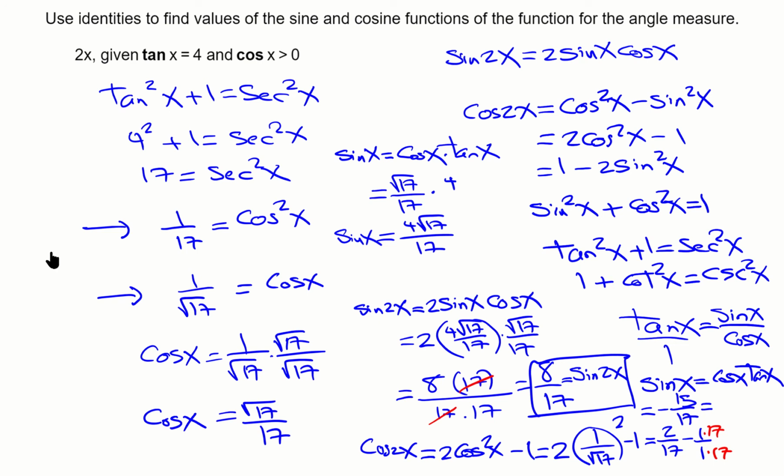And recall that we started here, so that was cosine 2x. And that's how we can use identities to evaluate a request like that one.